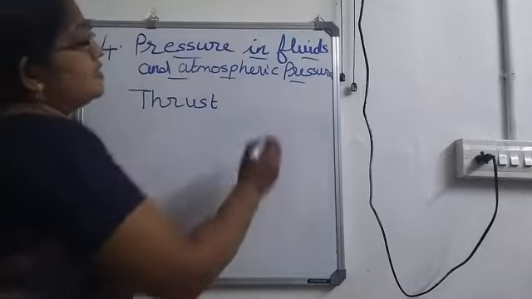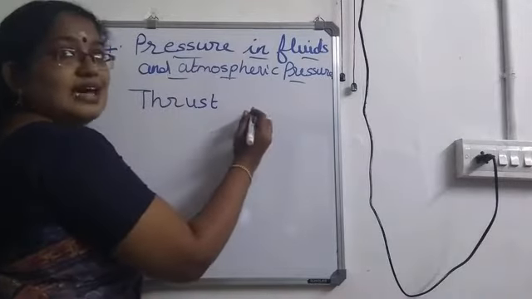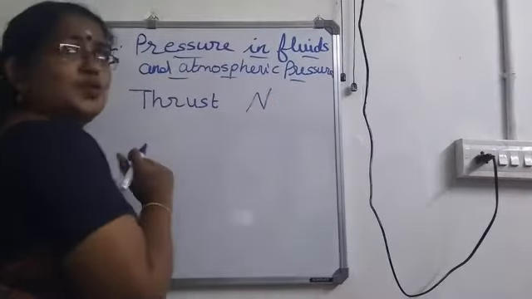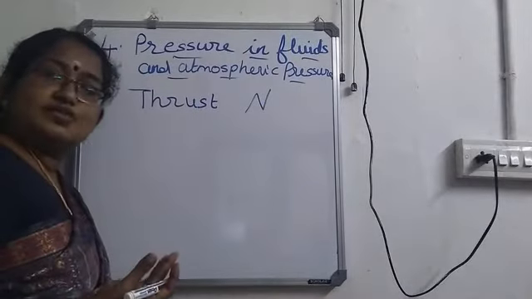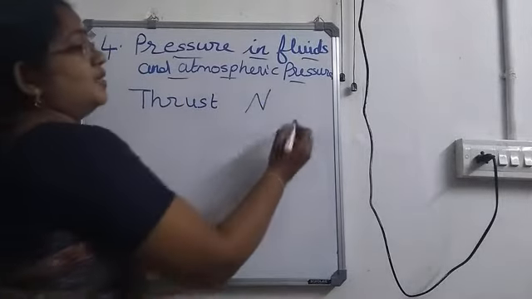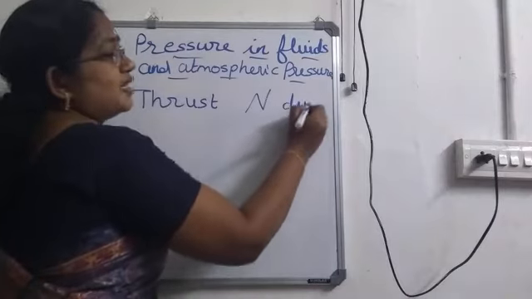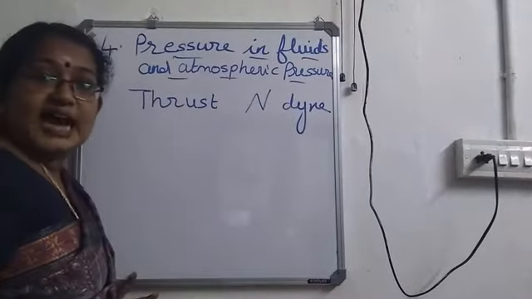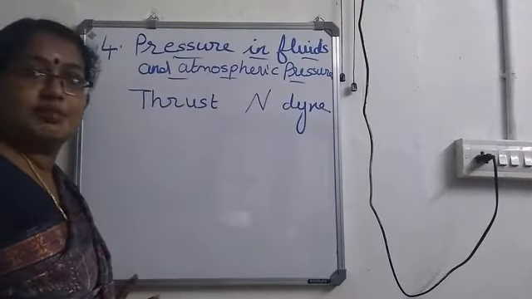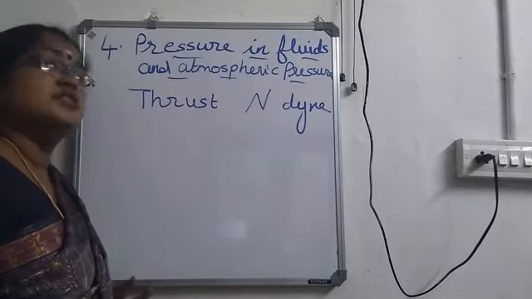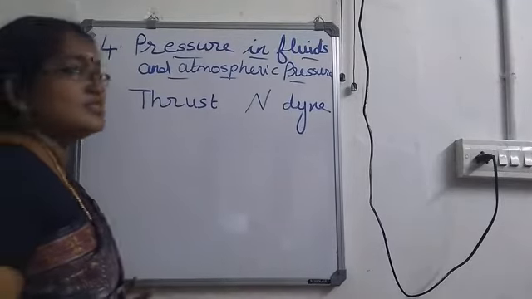Now, since it is a force, what will be its SI unit? The SI unit of force is Newton. Thrust is also a force, so its SI unit is Newton. And what about the CGS unit? It is dyne. So keep this in mind: the SI unit of force is Newton and the CGS unit is dyne.